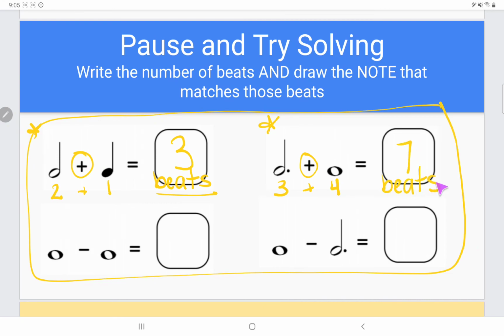If you didn't write the word beats in, scholars, just make sure that you're writing it down next to or underneath wherever you wrote your solutions. Now, scholars, we're going to go down here. We have some subtraction problems.